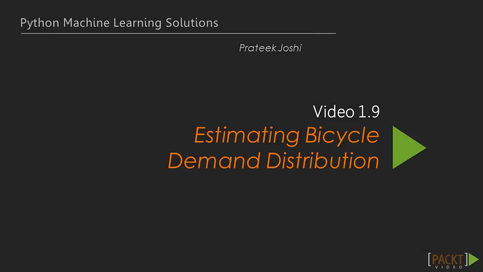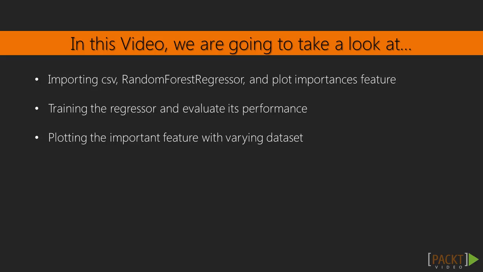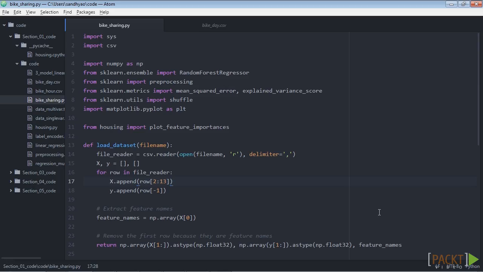Hi, this is the last video of the section, Estimating Bicycle Demand Distribution. In the previous video we looked at computing the relative importance of the features. In this video we'll solve the bicycle demand distribution problem. Here we'll use the random forest regressor to estimate the output values.